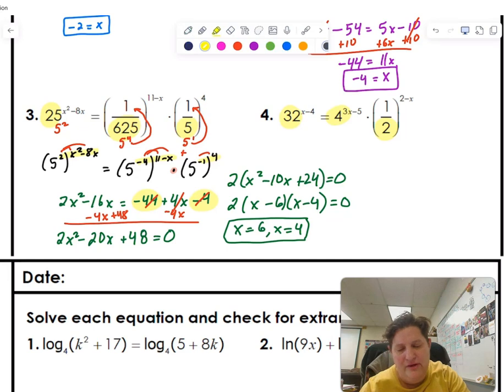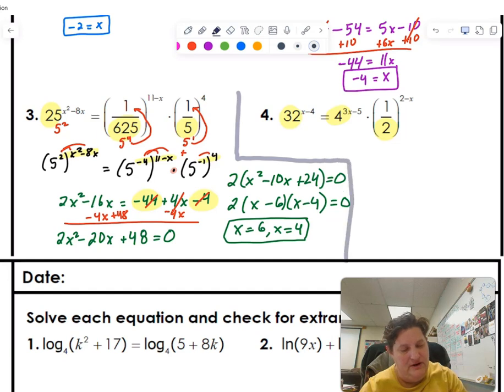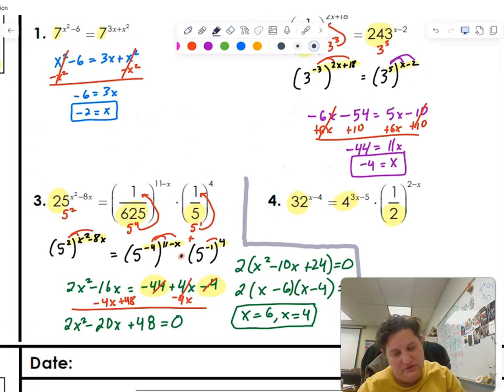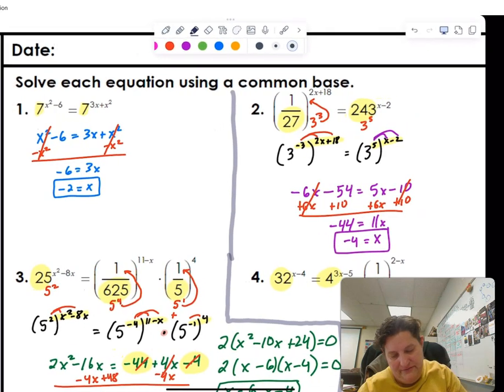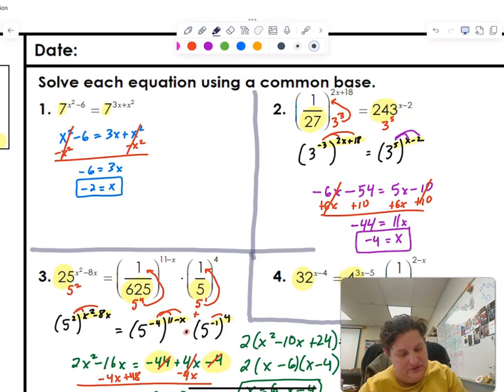Okay, remember, there really is no such thing as extraneous solutions when we're talking about exponential equations. All right, all solutions are good solutions. Okay, we just kind of divide this up here so it looks nicer.